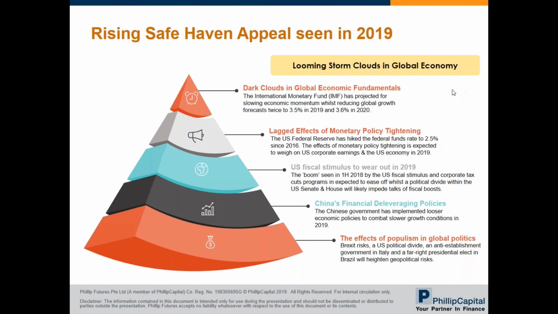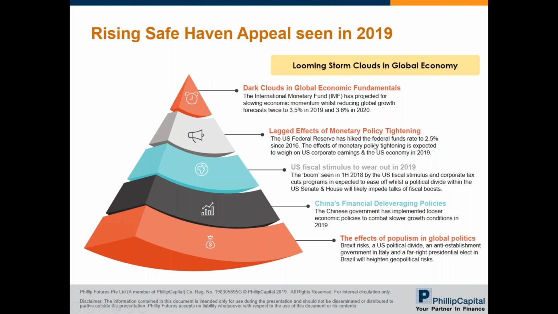Now we saw dark clouds, of course, the first being the projected slowing economic momentum, and they've reduced growth forecasts to 3.5% and 3.6% in 2020. So what has actually transpired is that we saw a massive sell-off in the financial markets. It's like oil was severely hit. So actually, what are the fundamental reasons? There are 3 key points, but I'll share with you the first.